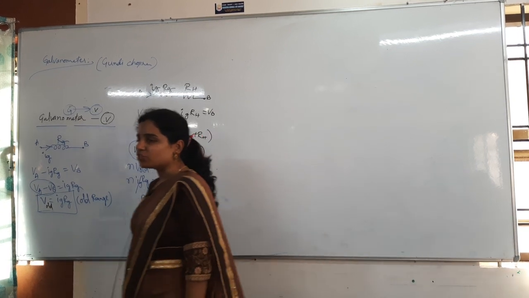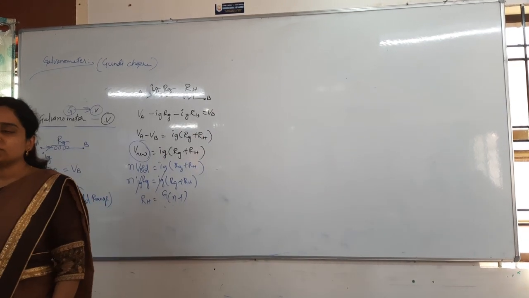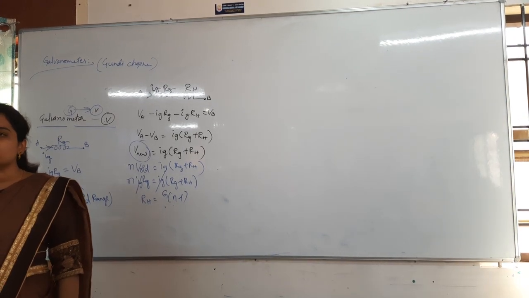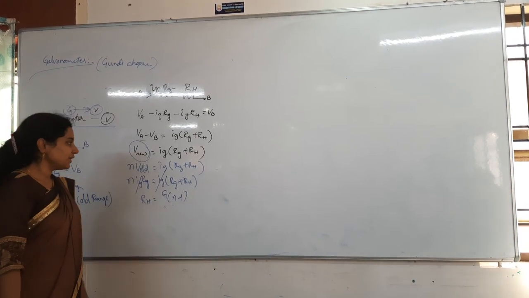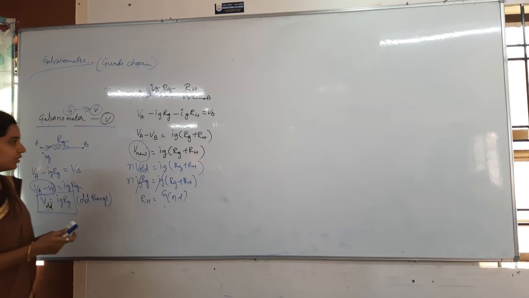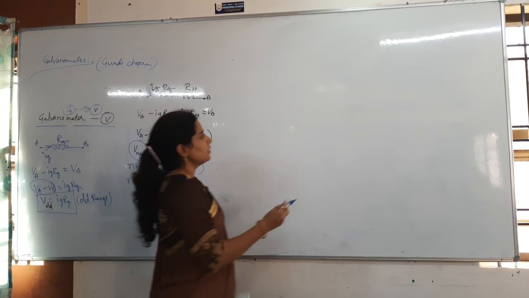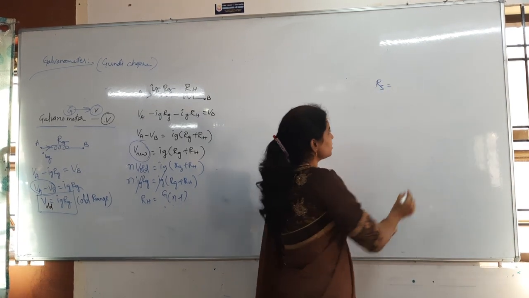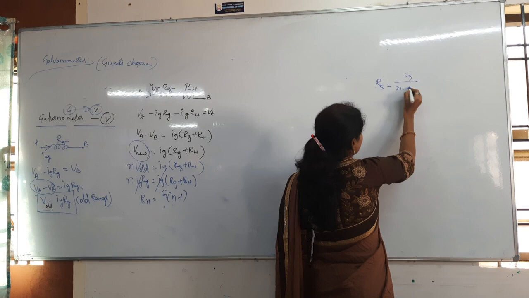Very, very important. Most of the students will get confused here only. Instead of taking G by n minus 1, they will take G into n minus 1, and then you will get the wrong answer. So you have to mark that as important. And now here Rs is nothing but what? Shunt resistance. What is the formula I said? G by n minus 1.